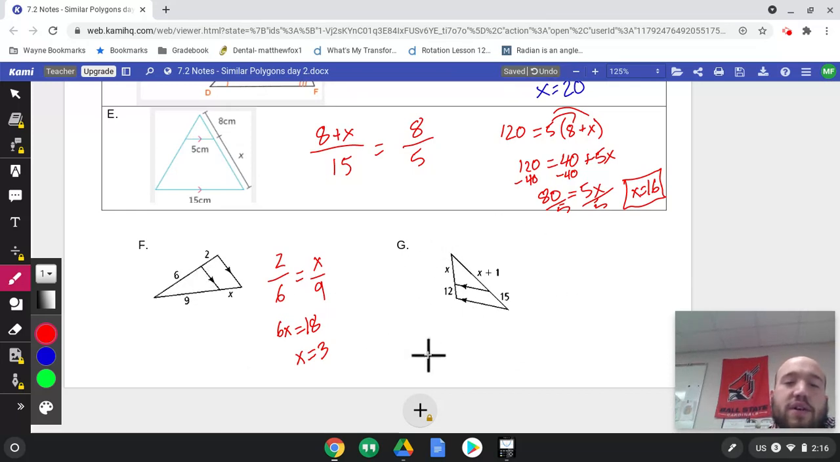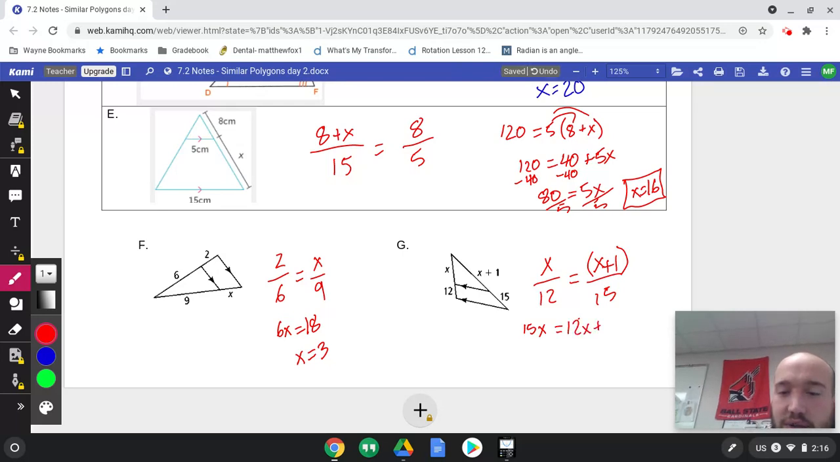Okay, our final one over here then. Same approach here. X over 12 equals x plus 1 over 15. Now this one may be a little more difficult to solve. Cross multiply, we get 15x equals, remember that 12 is going to multiply by that whole quantity. So 12x plus 12. We subtract the 12x. We get 3x equals 12, so x will equal 4. So right here, it'd be like 4 over 12, which is 1/3. On this side, 4 plus 1 gives us 5 over 15, which is also 1/3.